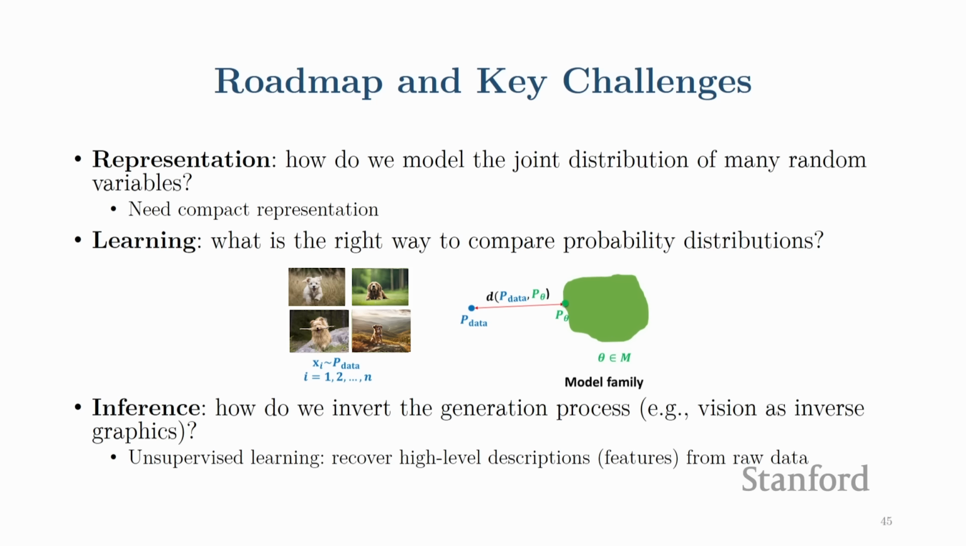But probability distributions, going back to the first point, are very complicated, very high dimensional objects. And so it's not straightforward to compare two probability distributions and measure how similar they are. You have a data distribution, you have a family of models that you can pick from, and you have to pick one that is close to the data. But measuring similarity is very difficult. And depending on how you measure similarity, you're going to get different kinds of models that work well in different kinds of scenarios. And then we're going to talk about inference.